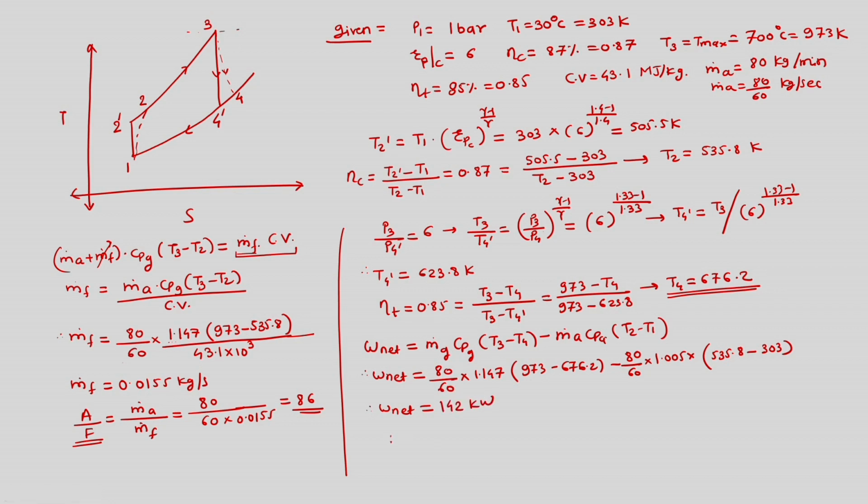So, we can get W net is equal to 142 kilowatt. So, overall efficiency is equal to W net upon Q in, and we know it is 142 over mass of fuel into calorific value, and so it is 142 over 0.0155 into 43.1 into 10 to the power 3, and this gives us efficiency as 21.25%. So, this is the takeaway from the present example, where we have to consider the Cp and Cv to be different for the compressor and turbine, and then accordingly we have to calculate.